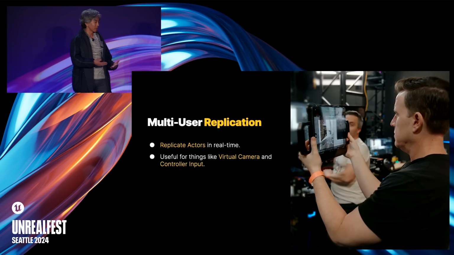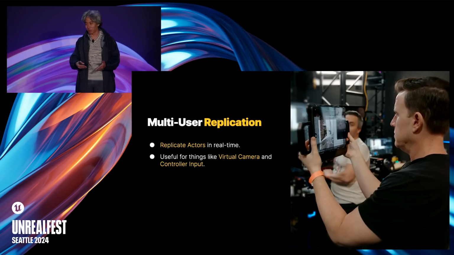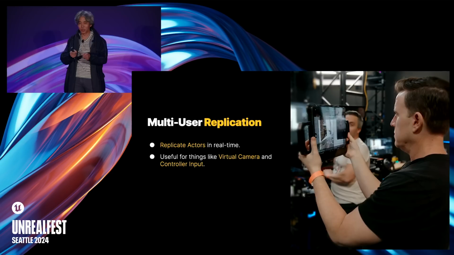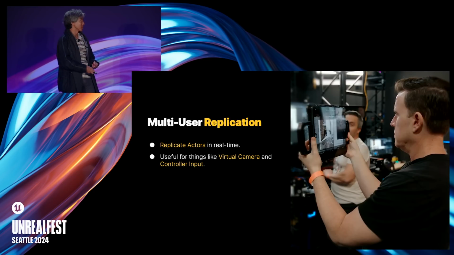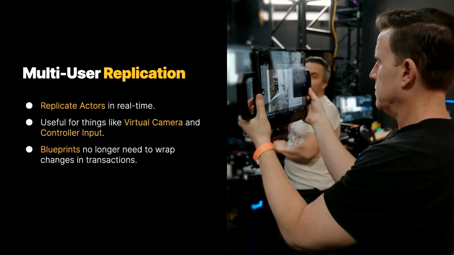For a controller, for example, you can set up the controller, and it typically goes to one of the computers in the session. Now, instead of having to figure out a way to duplicate the actual input, you can just duplicate the actor that it's applying to, and that's going to go out to all of the rest of the clients in the multi-user session. Also, if you're making blueprint tools, you no longer need to wrap changes into a transaction. So this should hopefully lighten the load for something that you are building into a blueprint that you want to happen live during whatever it is that you're doing in multi-user.